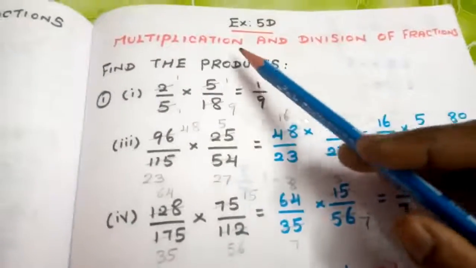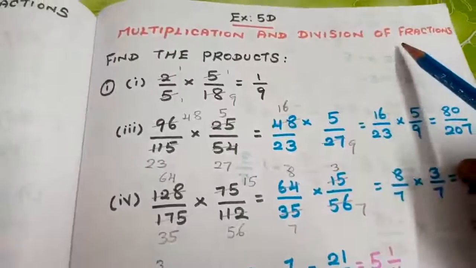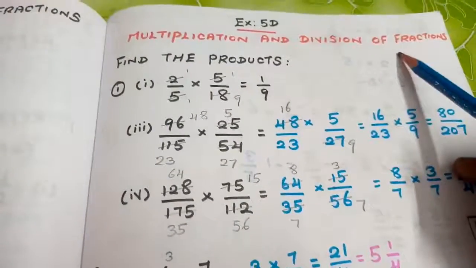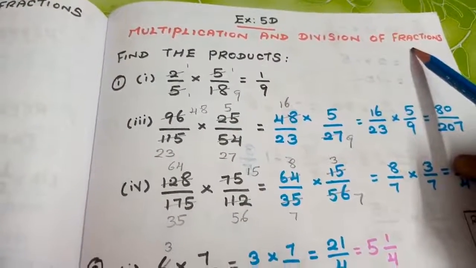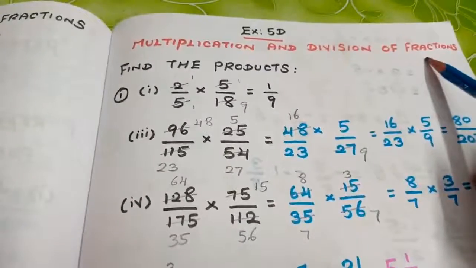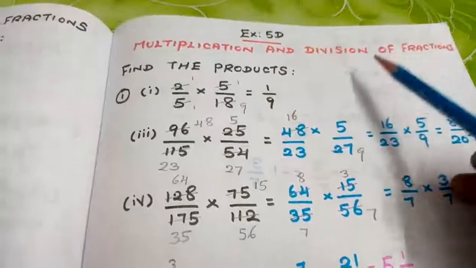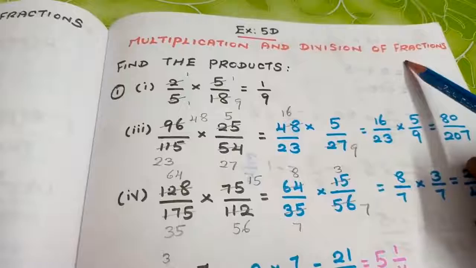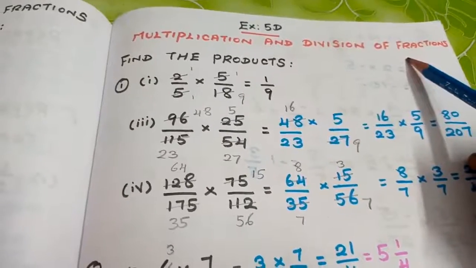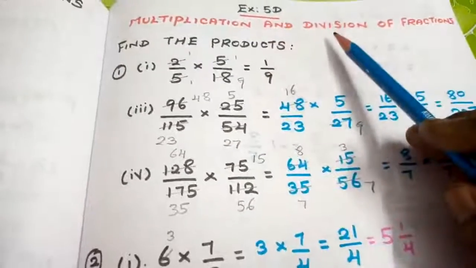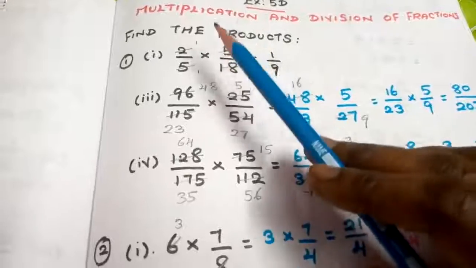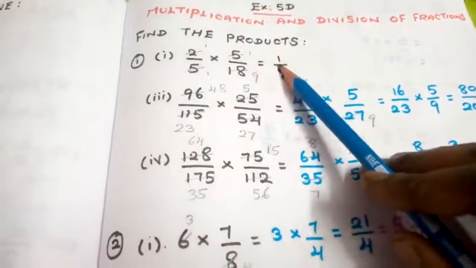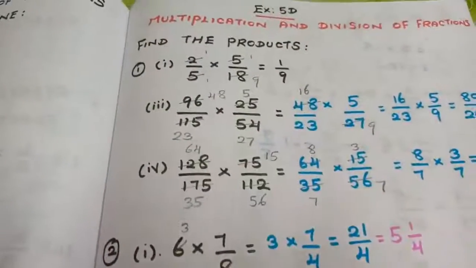Coming to exercise 5D, multiplication and division of fractions. In this, we are going to see the operations based on multiplication and division of fractions. The first question: find the products. So how to find the products?